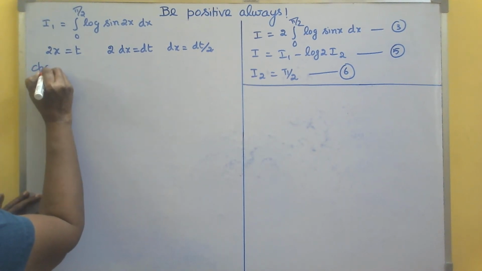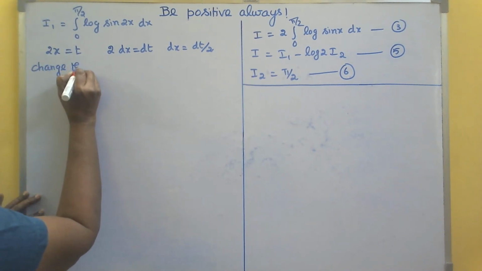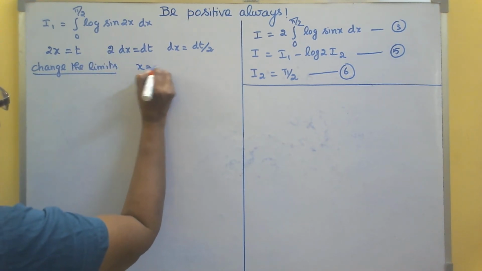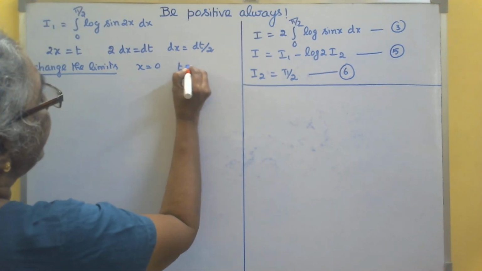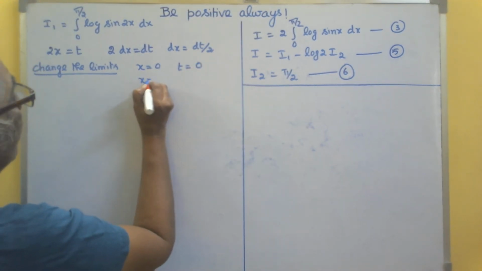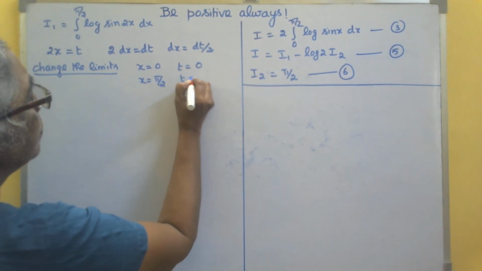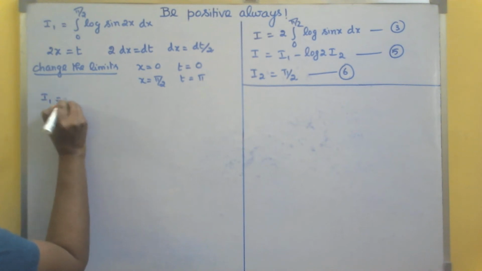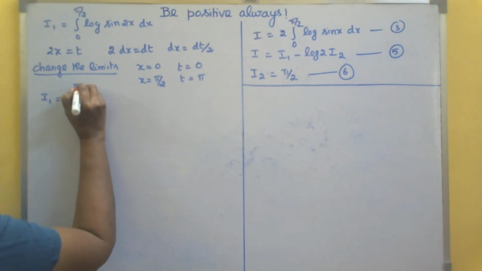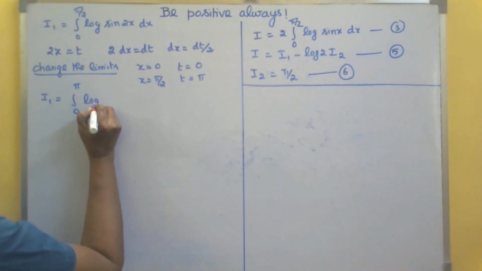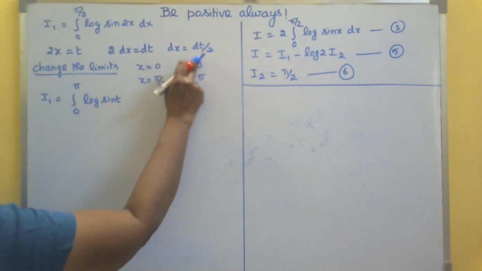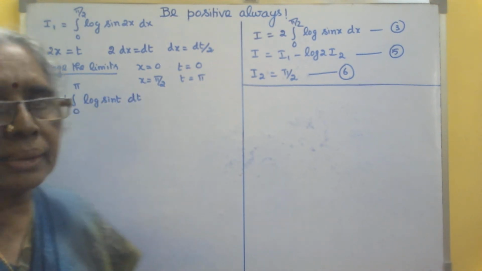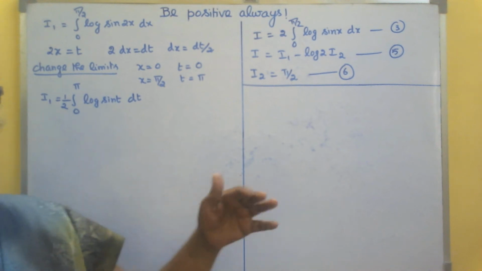Then let us change the limits. Now the x limits are 0 and pi by 2. When x is 0, t is 2x, t is also 0. When x is pi by 2, t is 2 into pi by 2, so that becomes pi. So now I get my I1 is equal to integral 0 to pi log sine t, then dx is dt by 2. Let me write that 1 by 2 out and write it as dt. Now once again the upper limit has become pi.